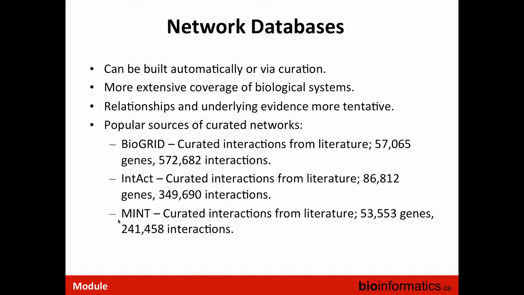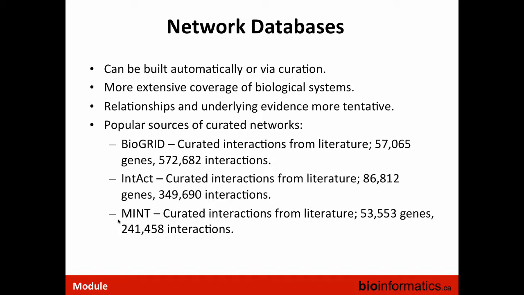So people can use text mining to identify interactions. They could just basically suck in all of that high-throughput data that's out there in these publications to create these networks. Or they could physically go into the individual papers where people have done small-scale biology, identify those interactions in the paper, and put that into the database. And that latter step is called curation, and by far I think is the best source of information for interaction data. It does have more extensive coverage to biological systems.